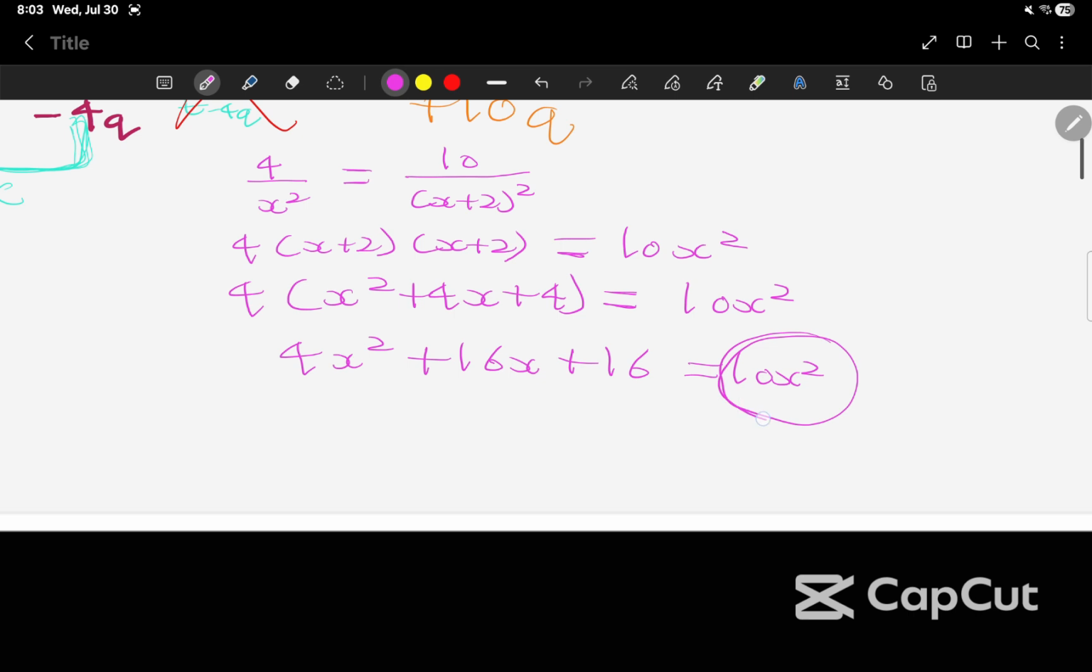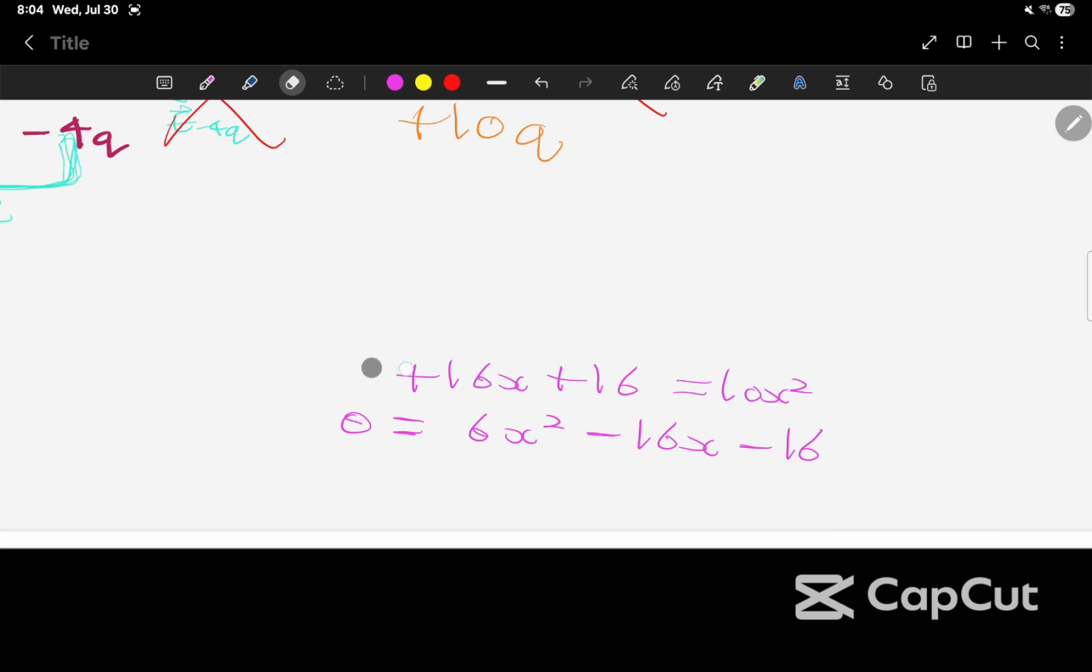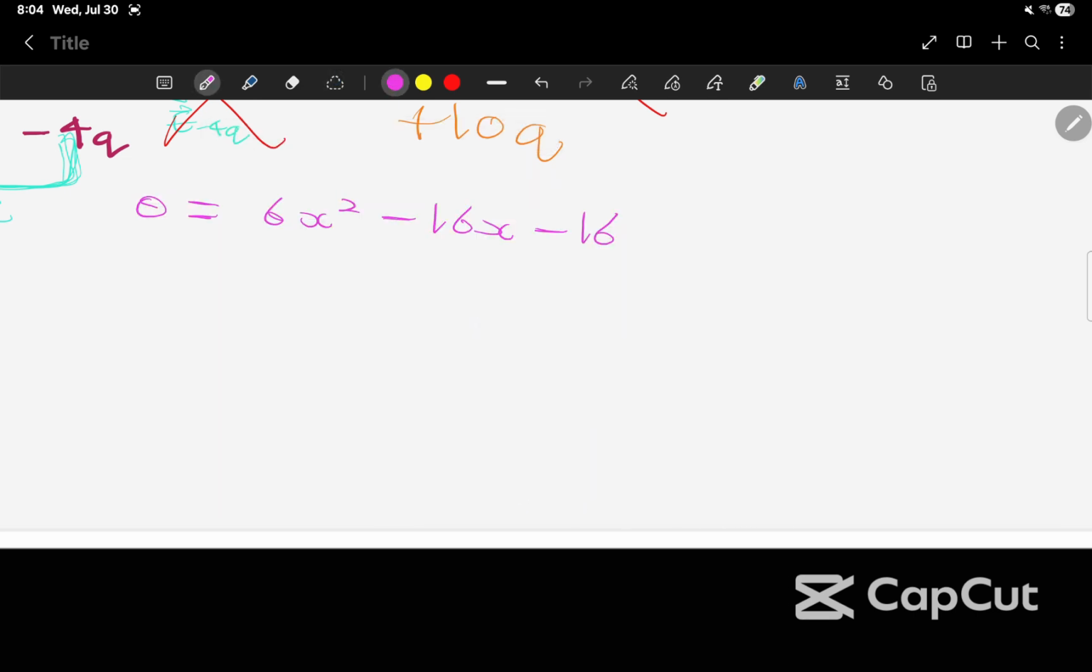I'll always try to keep the variable with the highest power positive as much as possible. So I'll do 0 is equal to 10x squared minus 4x squared, because I'm moving the 4x squared that way. So it's going to be 6x squared, and then I get negative 16x minus 16. Now I'll erase some of these equations. And now I'm just going to plug this into the calculator, and it's going to give me 2 answers. And I'll have to choose one of them.